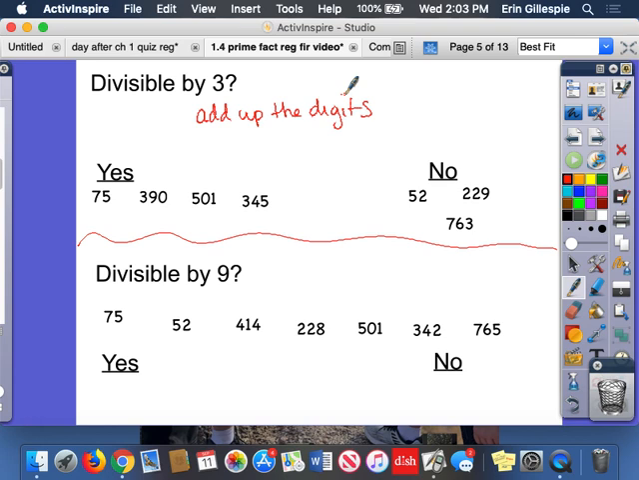When you get your answer, if it's a multiple of 3, then your answer is yes. In other words, if you can divide that answer by 3, then it's a yes. If it's not, then it's a no, okay? The 9 rule is the exact same except 9, okay? So in other words, you add up all the digits, and then if you can divide that answer by 9, then the whole thing's divisible by 9.